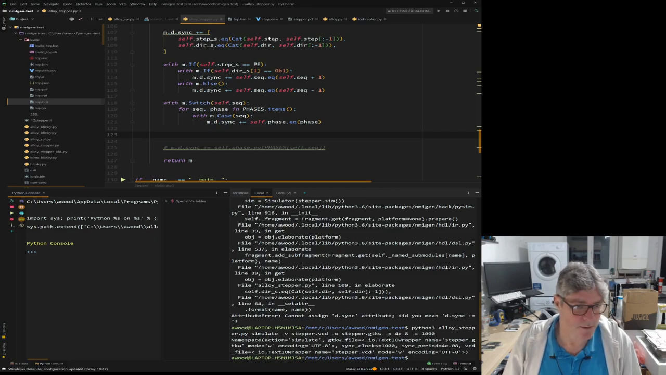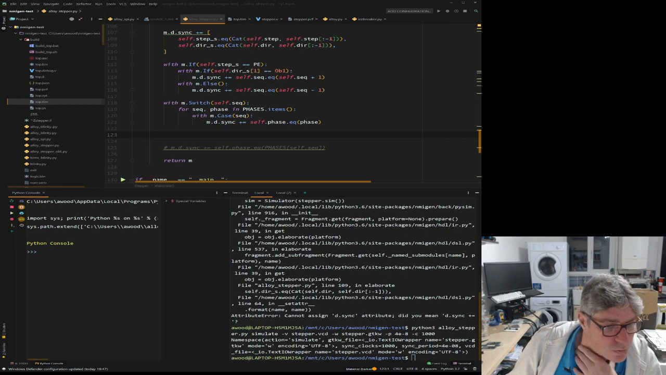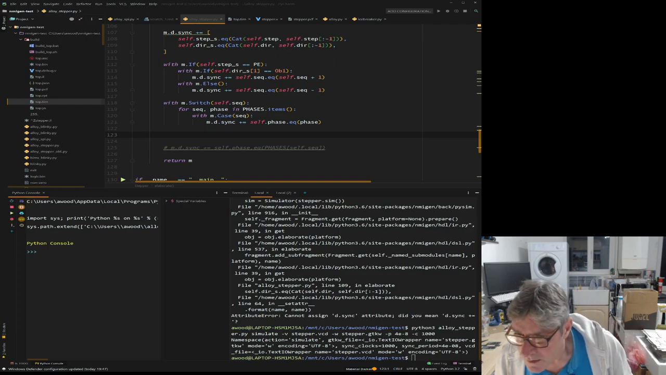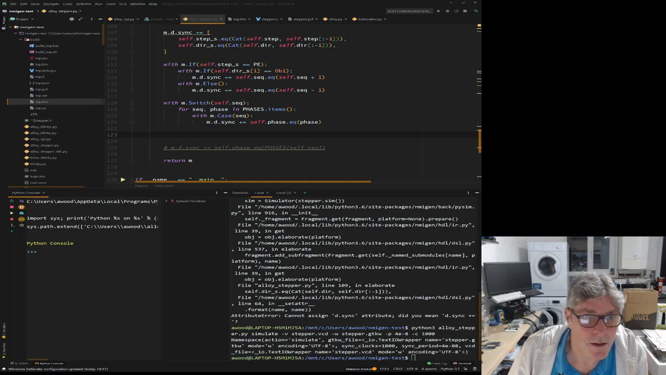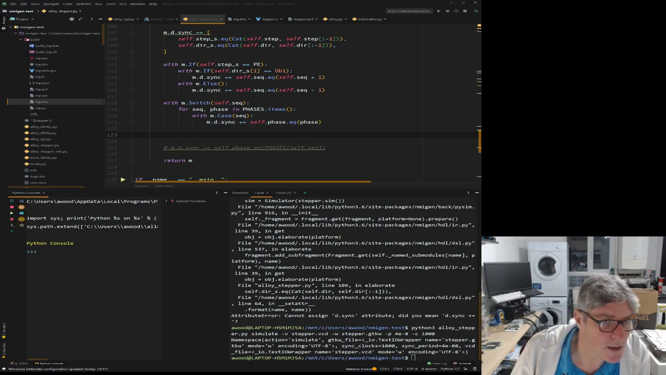I think that worked. Then we need to run GTK. What did I call the file? I need stepper VCD. Stepper.vcd. Okay. Let me just turn this on so you can see it on the screen, guys. Logic out, no, not logic. GTK wave. There we go.